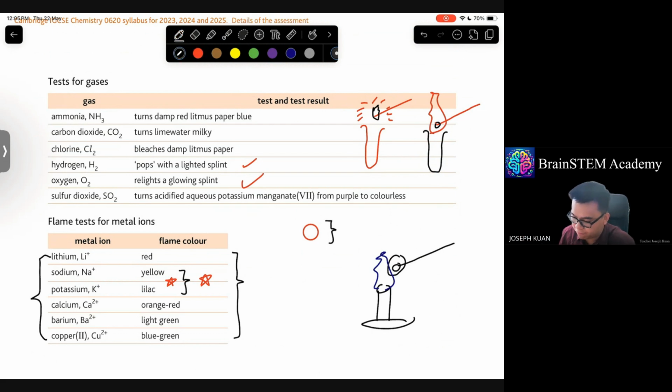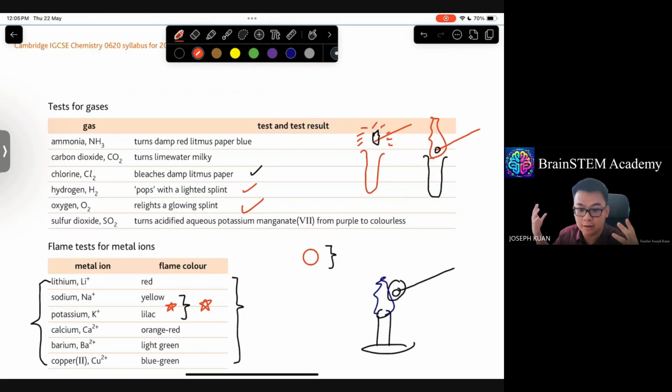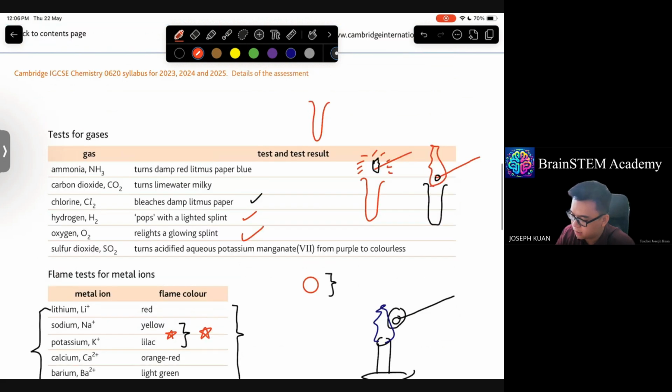Then you also have chlorine gas. Chlorine gas, as you know, is typically used in disinfectants, or more precisely, chlorine is used as a bleach. So if you take litmus paper, it will just be bleached, due to the unique property of chlorine when there's water.